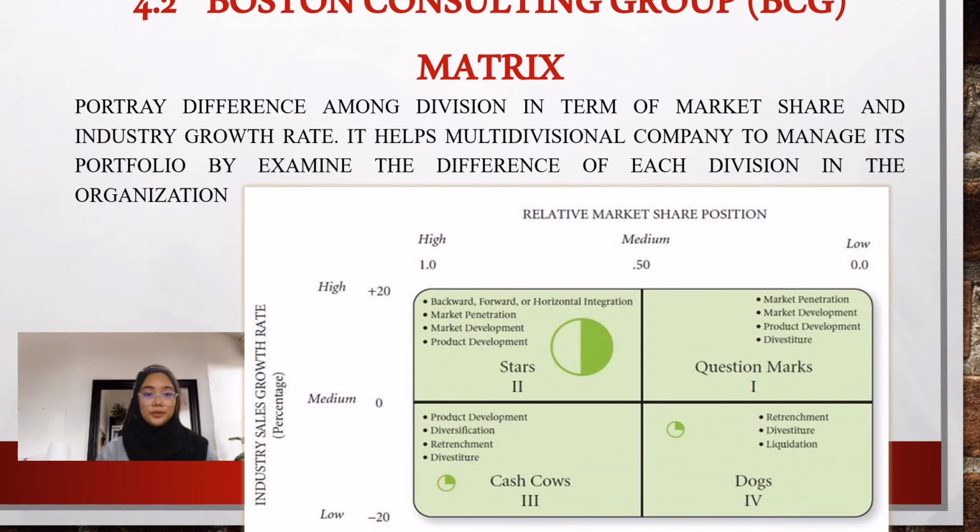Okay, for the next one, 4.2, the Boston Consulting Group BCG matrix. This BCG matrix portrays differences among divisions in terms of market share and industry growth rate. It also helps a multi-divisional company to manage its portfolio by examining the differences of each division in the organization. As we can see in the diagram, the BCG matrix has four quadrants, which are question marks, stars, cash cows, and dogs. And it also shows the suitable and appropriate strategy for each quadrant.